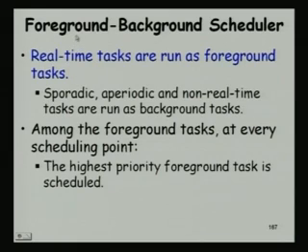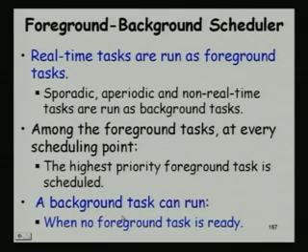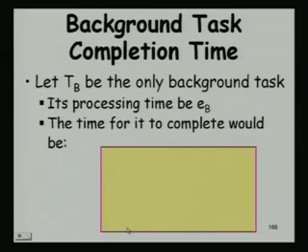Before that, let us look at the foreground background scheduler, which is the simplest event driven scheduler. Here the real time tasks are run as foreground tasks, and non real time tasks, or sporadic and aperiodic tasks, are run as background tasks. Among the foreground tasks, which are the real time tasks, at every scheduling point, which is either arrival of a real time task or completion of a real time task, the highest priority foreground task is scheduled, and a background task runs when no foreground task is ready.